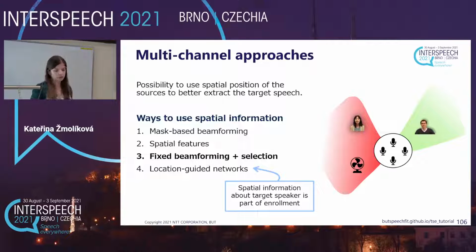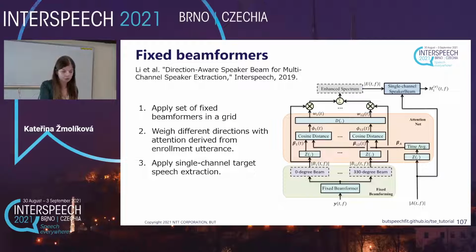The next multi-channel approach is using fixed beamforming with stream selection. In this approach, the multi-channel signal is used as input to a set of fixed beamformers. These fixed beamformers are designed so that they focus into different directions in a grid. So, for example, here they would focus from direction 0 degrees all the way to the direction 330 degrees. The outputs from this set of fixed beamformers are then combined using weights derived from the enrollment information. So here this combination using the enrollment information should allow us to select such streams that contain the speech of the target speaker.